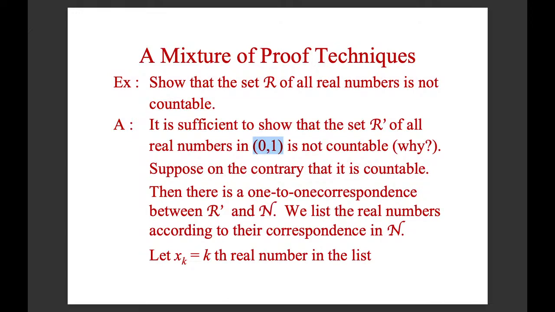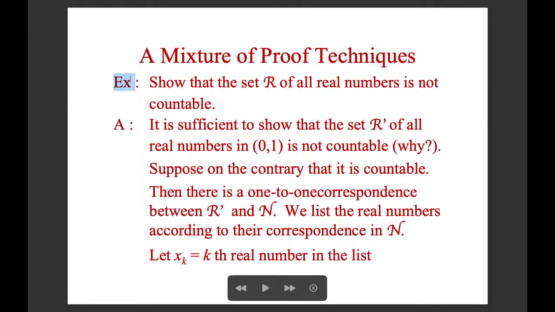We focus on all the real numbers inside this range, and we want to show that the set of all real numbers inside this range is not countable. Once we show this, then we can show the original claim. Why is it true? The reason is that this is a subset of this one, right? If this is countable, then this is countable. So if this is not countable, then this is not countable. So this is the contrapositive argument.